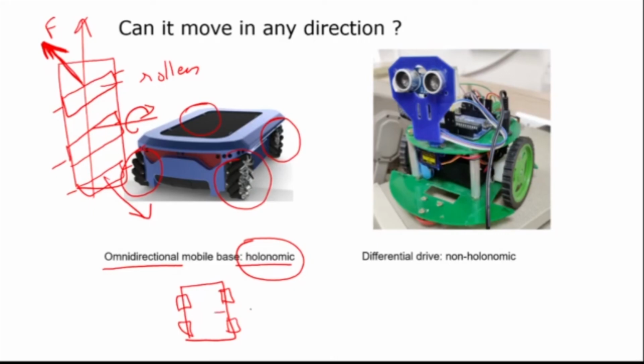For example, such robots can also go like this. Okay, they can go forward, they can turn, and they can also go sideways, simply by manipulating the direction of the forces on those wheels. Okay, so such robots are called omnidirectional mobile robots. Whereas this one here is a differential drive one.